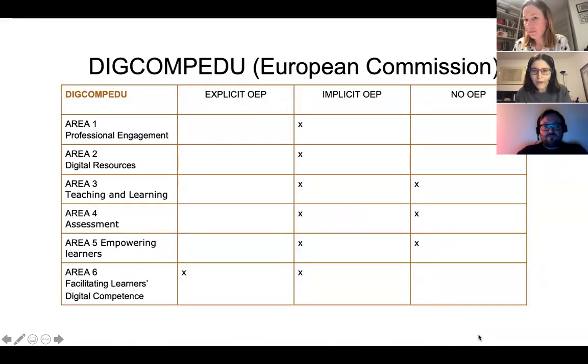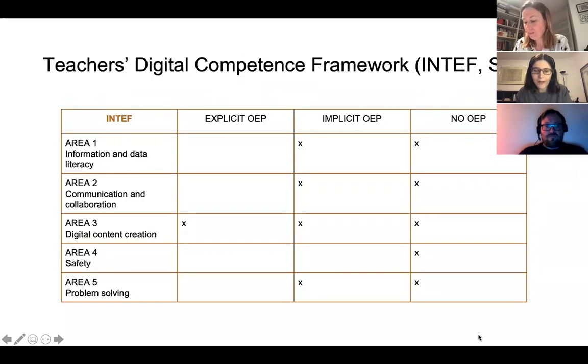In the DigComp Edu framework by the European Commission, the results of the analysis allows us to observe that areas are developed mostly as implicit skills for OEP. The most explicit reference is in area number 6, facilitating learners' digital competence, responsible use at level A2. In the Spanish framework, the most explicit reference is in the digital content creation, area number 3, skill 2, integration and re-elaboration of digital content. Openness appears in the dimension about attitudes for which teachers know about the OER repositories.